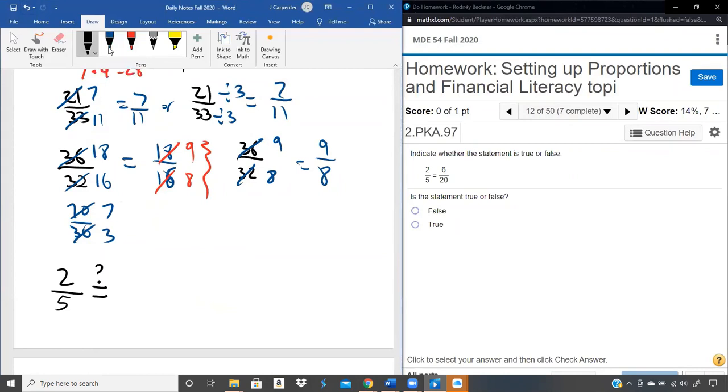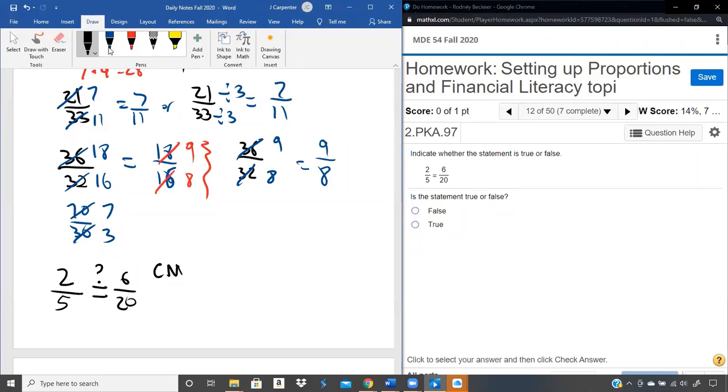2/5. This is what we're saying. Is it equal to 6 over 20? So there's 2 ways you can do this. One of them is to reduce both sides as much as possible and see if they match. If they do, then it's a true. If they don't, it's a false. Another way, and this is the only way I'm actually going to show, is to cross multiply and see if the left side is the same as the right side.